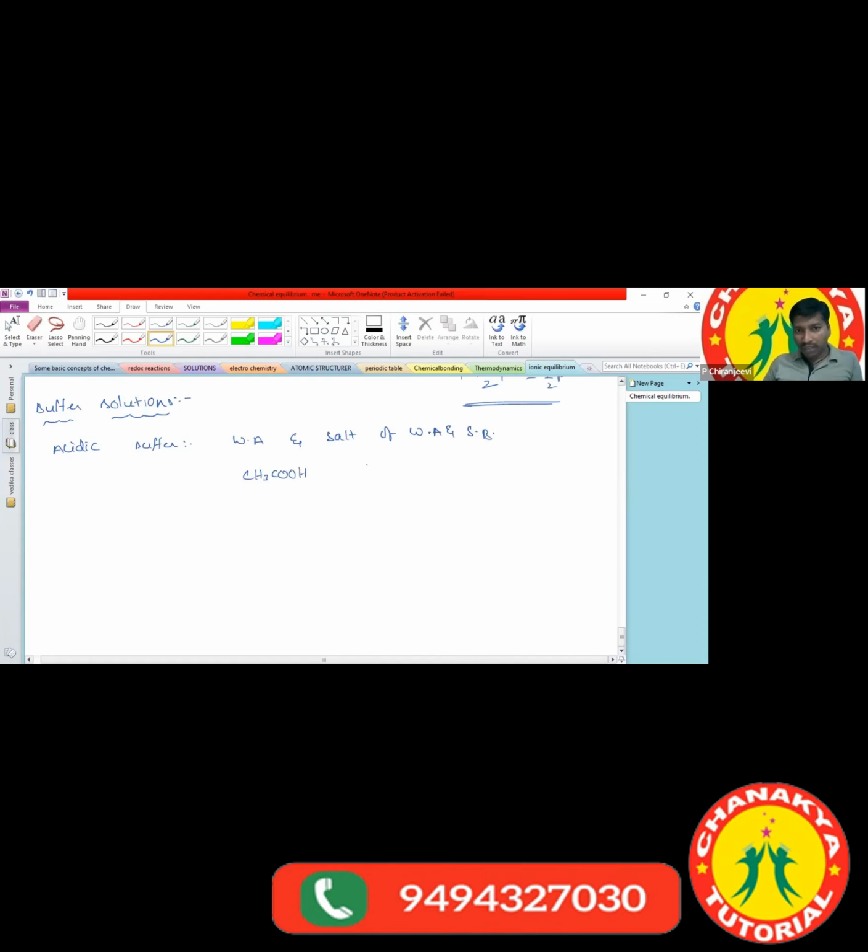CH3COOH plus CH3COONa. So what is another example of this one? Sodium carbonate, sodium bicarbonate, NaHCO3 and Na2CO3. Sorry, H2CO3. So it is an example of weak acid and salt of it. So weak acid, strong base.